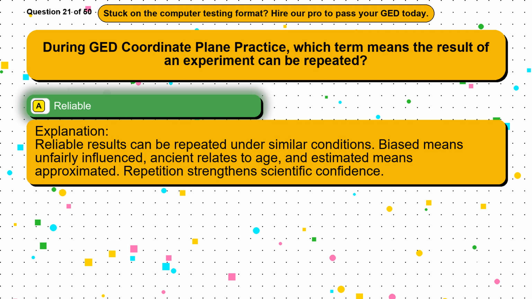Biased means unfairly influenced, ancient relates to age, and estimated means approximated. Repetition strengthens scientific confidence.